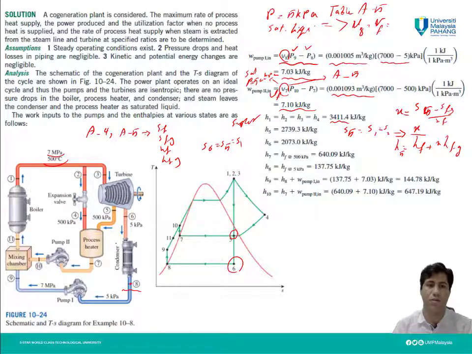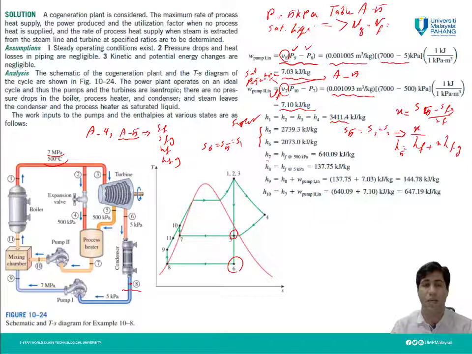For h6, you need to go to table A5 for a pressure of 5 kilopascal. For h at state 5, you need to find h for a pressure of 500 kilopascal. So by using this method, you can find the enthalpy for h5 and h6.